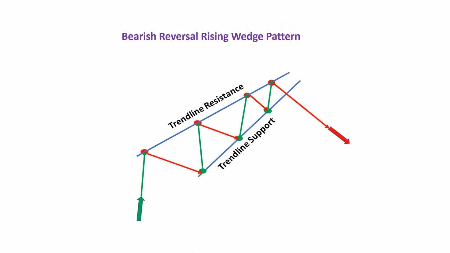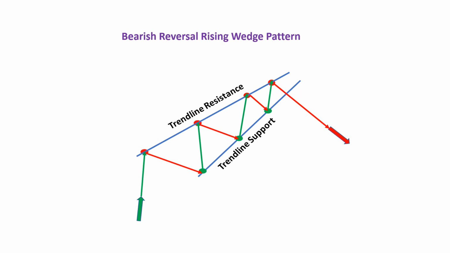Bearish reversal rising wedge pattern. A bearish reversal rising wedge pattern typically forms within an uptrend. Here is how it appears. Similar to the bearish continuation rising wedge, it consists of converging trend lines, with the upper trend line slanting less steeply than the lower one, forming a narrowing wedge shape.